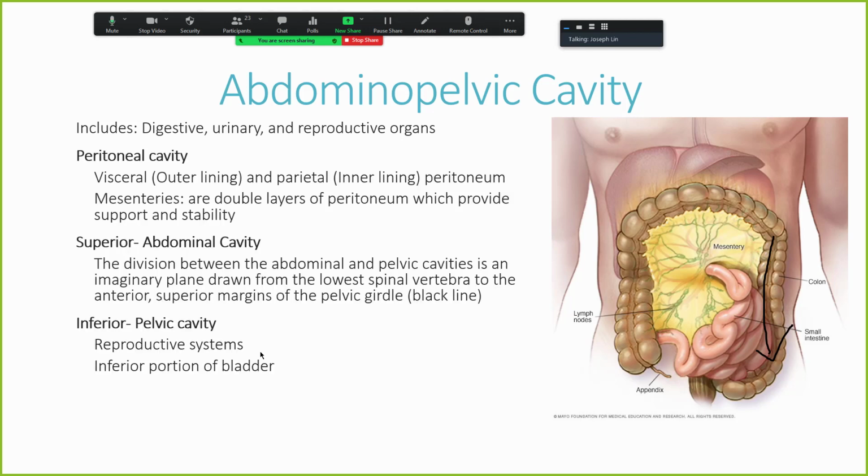So we have a couple of cavities here. We have the peritoneal cavity, which includes the visceral outer lining, inner lining of the peritoneum. This is the area where all these interior organs are attached to. And then we also have the superior cavity and then inferior cavity down in the bottom area towards the bladder, right? So this tells you the region of where we're looking at.